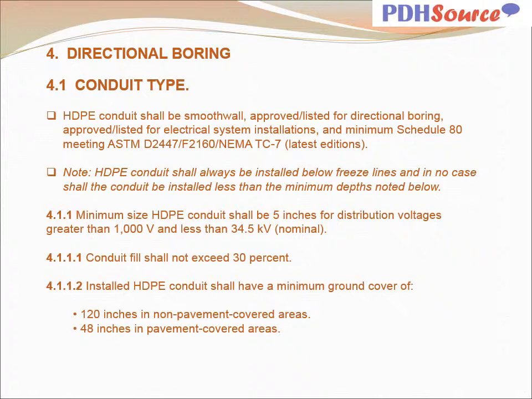Minimum size HDPE conduit shall be 5 inches for distribution voltages greater than 1000 volts and less than 34.5 kV nominal. Conduit fill shall not exceed 30%. Installed HDPE conduit shall have a minimum ground cover of 120 inches in non-pavement covered areas and 48 inches in pavement covered areas.